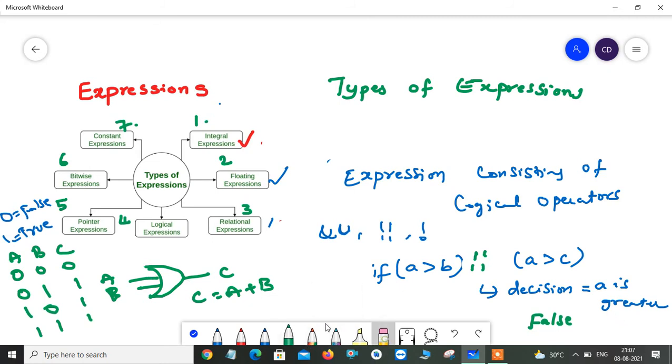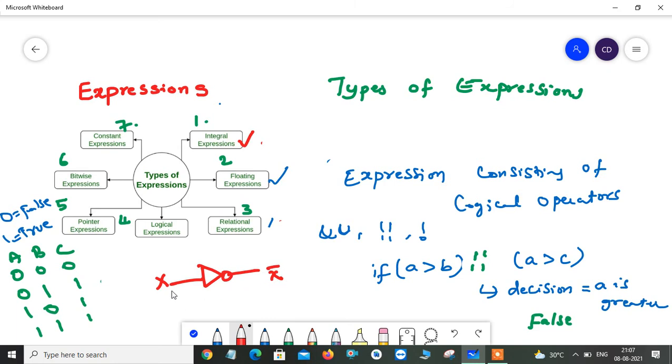Whereas your logical NOT gate, this can be simply taken like this. So this is your NOT gate. It will take one input and it will produce one output. So if you take the input as true, then it will always return false as output. If you take the input as false, it will return true. So this is about logical AND, OR and NOT gates.